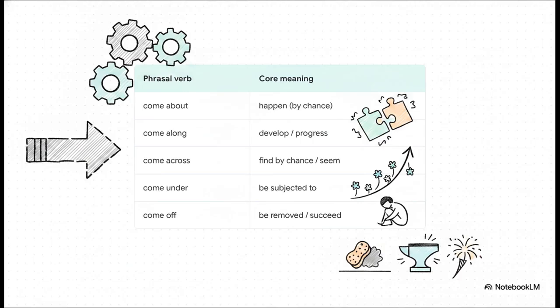Come under completely shifts gears. It means being subjected to something negative, like a politician coming under heavy criticism. And come off can mean dirt being removed from your shoes or a wildly complex surprise party happening successfully without a hitch. You can really see why trying to memorize these as distinct units is absolutely crucial.